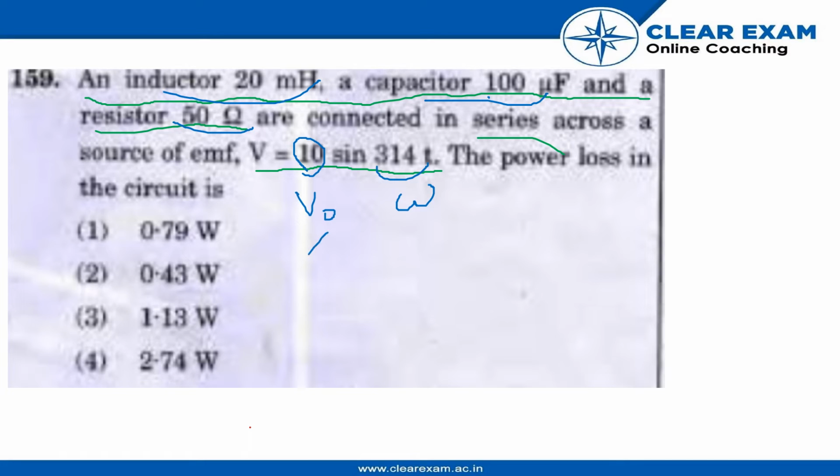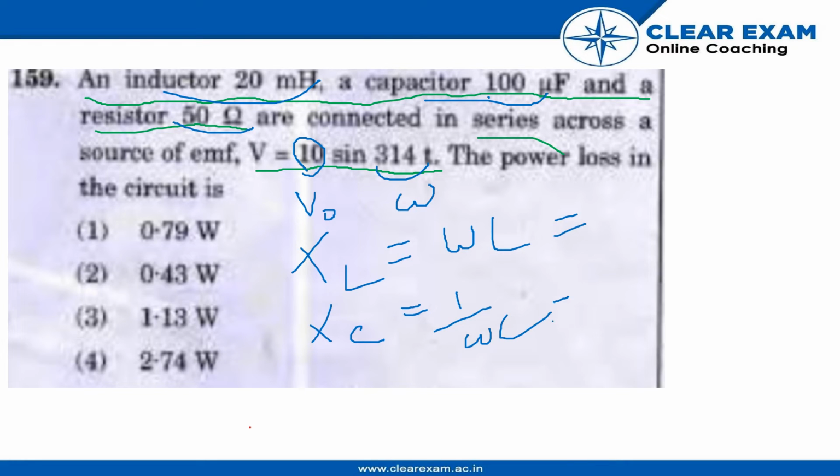So now we find the value of XL and XC using the formulas we already know, which are omega L and 1 by omega C. We will get our values to be 6.28 and 31.8.